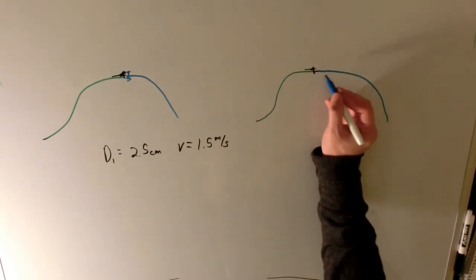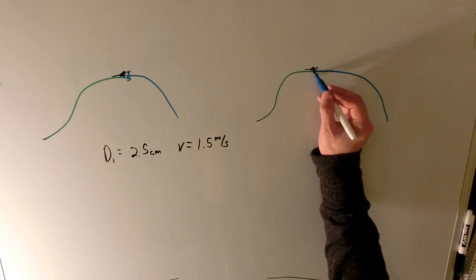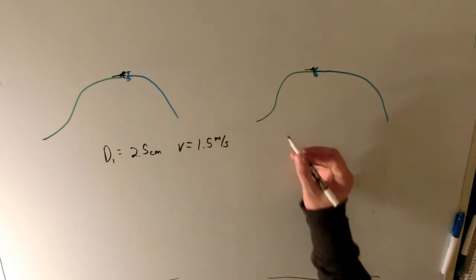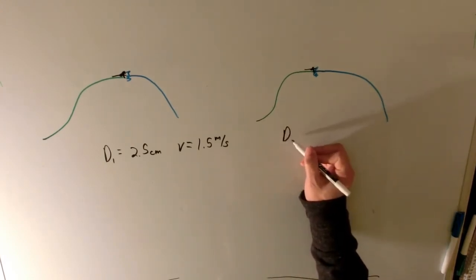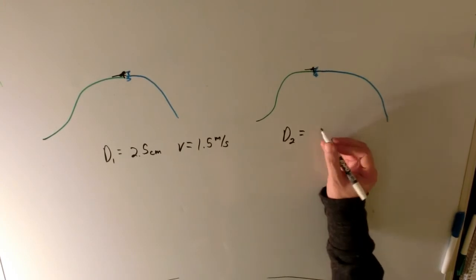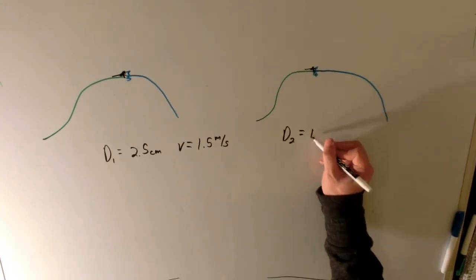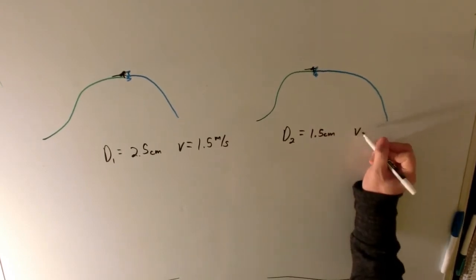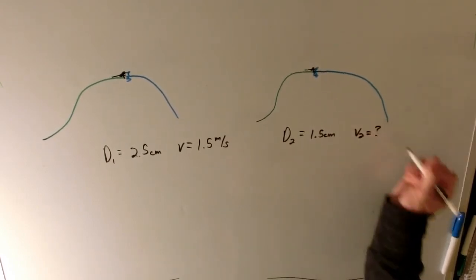And it's going to increase the velocity. I want to find out how fast it's going. So I'm pretty certain that roughly after I block some of it with my thumb, the diameter gets cut down to about 1.5 centimeters. Now I want to know what my velocity here is.